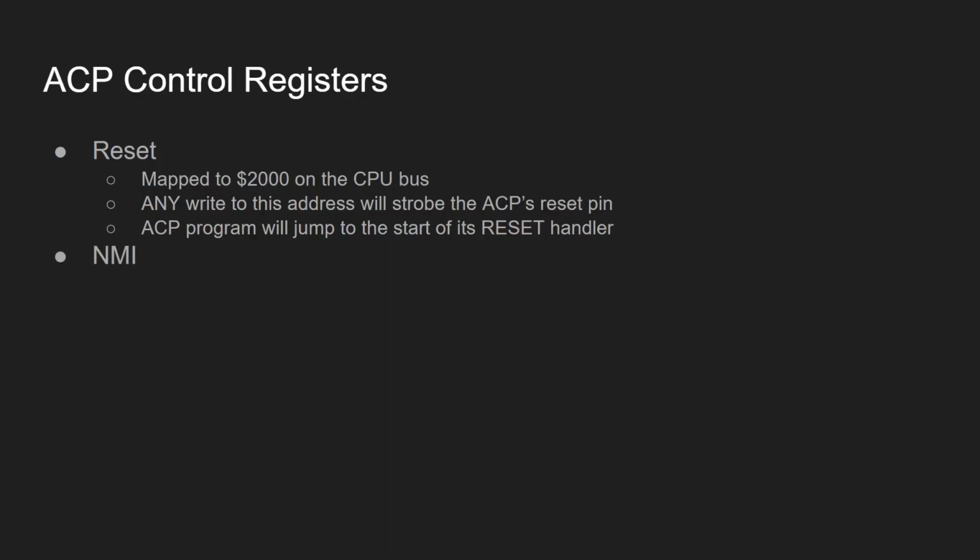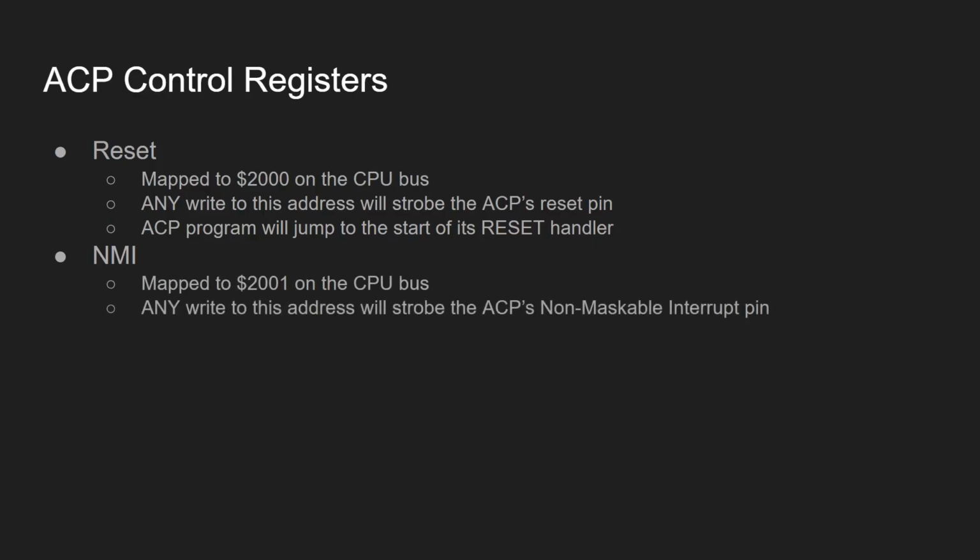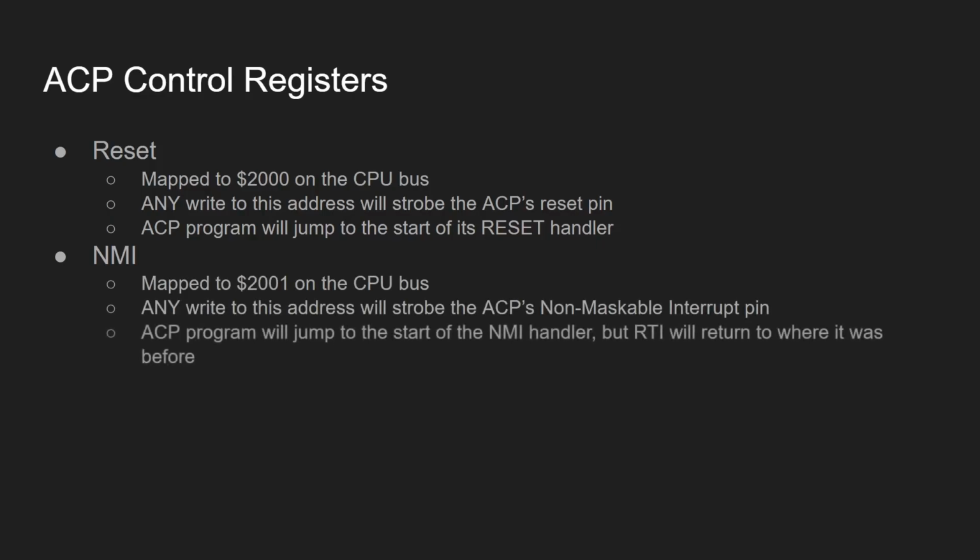The non-maskable interrupt allows the CPU to trigger a function to run on the ACP immediately. The ACP will remember what it was doing beforehand and resume that activity after executing a return from interrupt instruction. This can be useful for notifying the ACP that some data has been modified and is ready to consume.